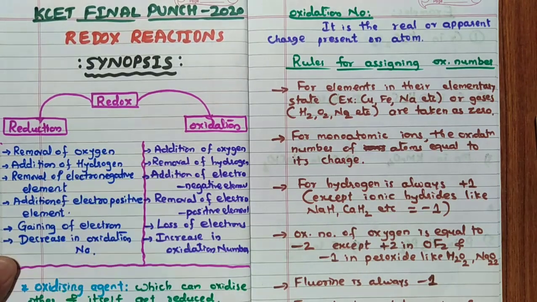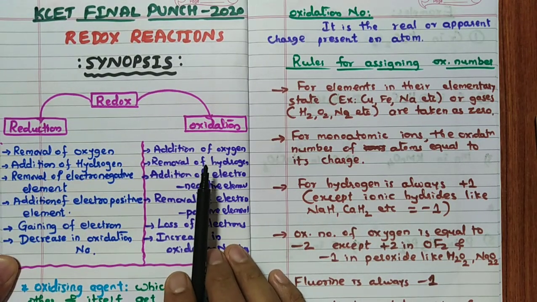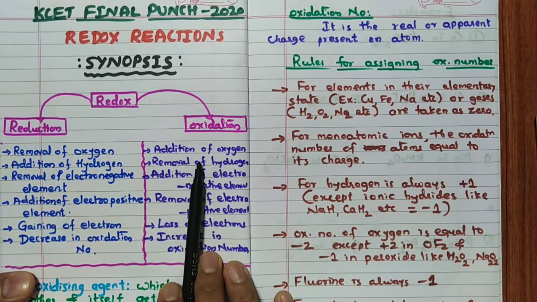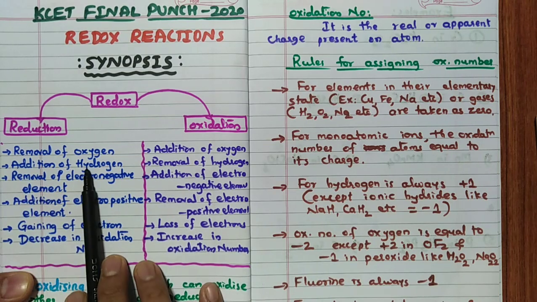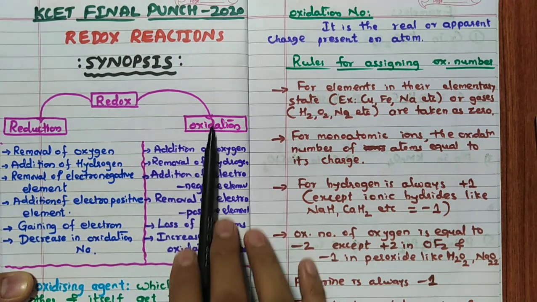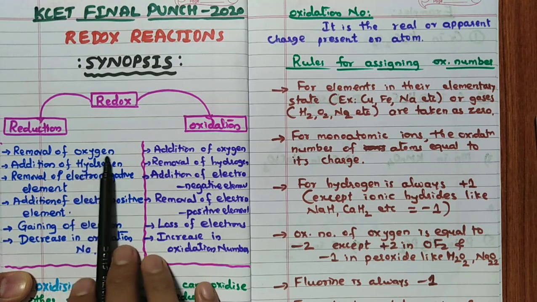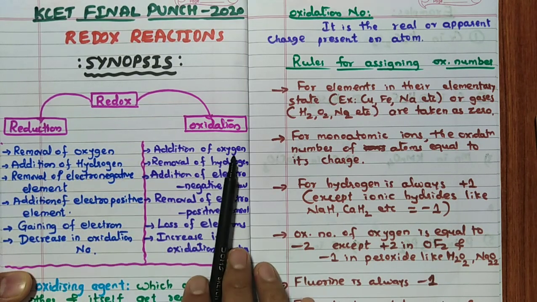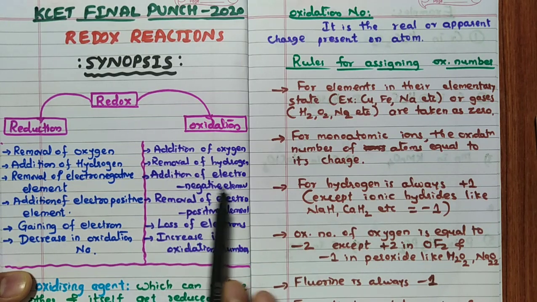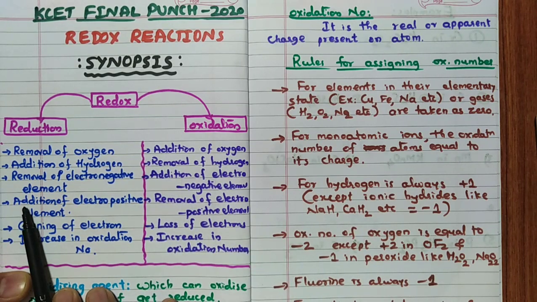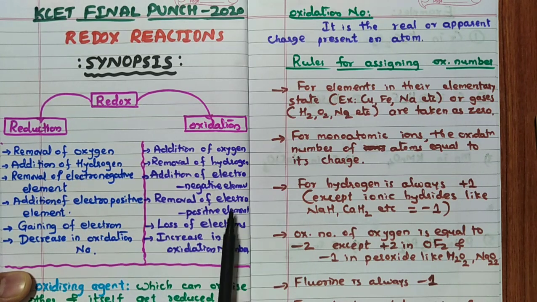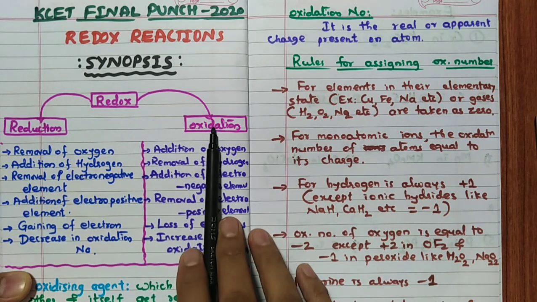Redox is nothing but reduction and oxidation. What is reduction? Removal of oxygen. The reverse process is oxidation, so addition of oxygen. Addition of hydrogen is reduction. Removal of hydrogen is oxidation. Oxygen is an electronegative element, correct? So removal of an electronegative element is reduction, and addition of an electronegative element is oxidation. Similarly, addition of an electropositive element is reduction. Removal of an electropositive element, because hydrogen is electropositive, is oxidation. Gaining of electrons is reduction. Losing of electrons is oxidation.